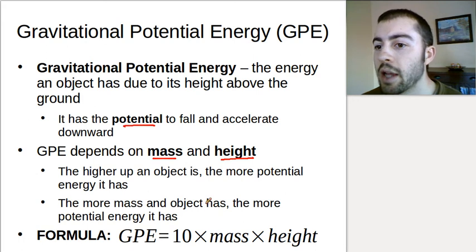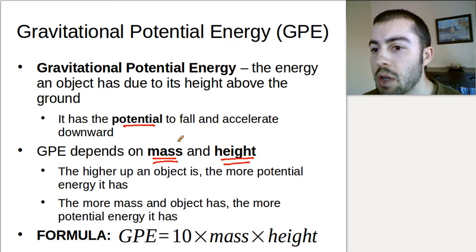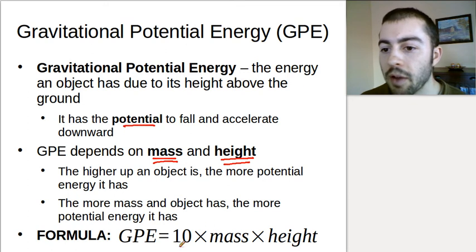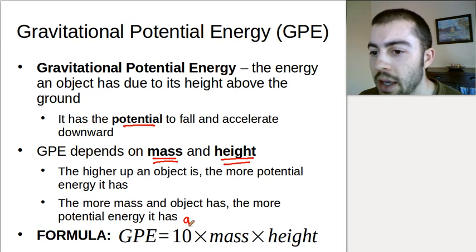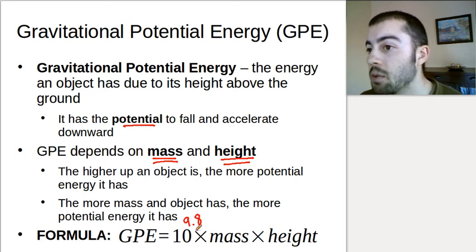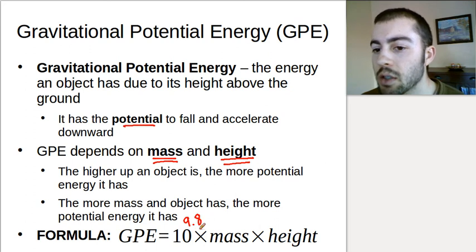So both mass and height have a positive relationship with gravitational potential energy, meaning that if we increase either of these, the potential energy is going to increase as well. So the formula for gravitational potential energy is 10 times the mass times the height. This 10 is an approximation. It's technically 9.8, but for our purposes, we're going to use 10 just to make the math a little easier. So to calculate potential energy, it's just 10 times the mass of the object times the height of the object.